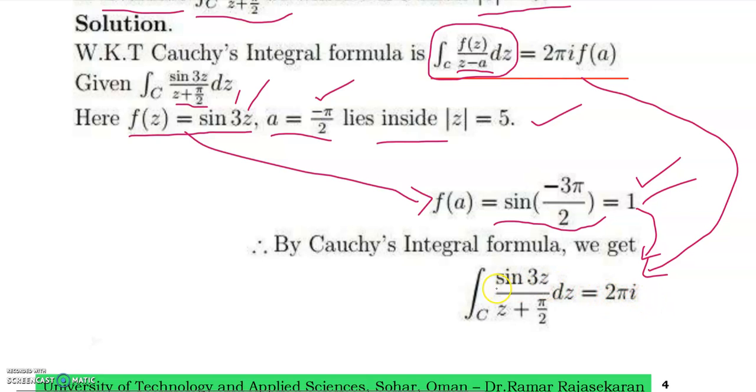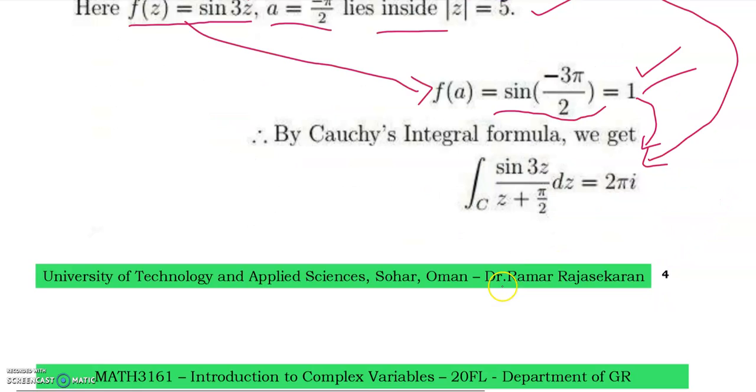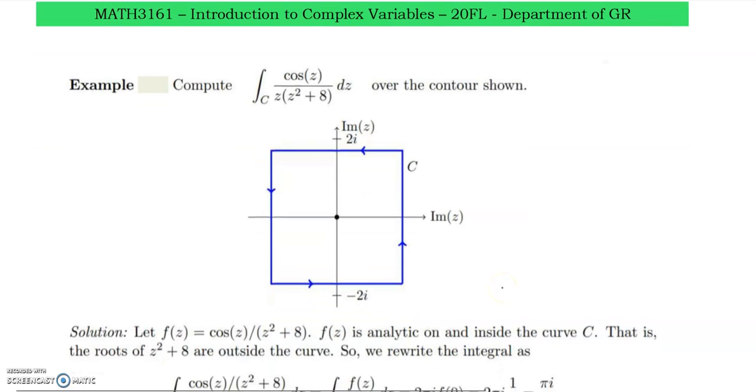So that is the value of the given integral. Okay, that's it. Now you see the another question. Compute the integral over C of cos z divided by z times (z squared plus 8) dz over the contour. Here they have given the picture in this question. This is our contour, and it is anti-clockwise.